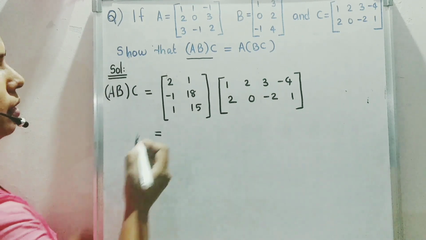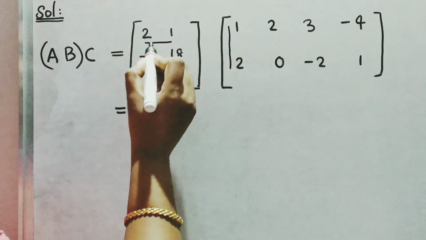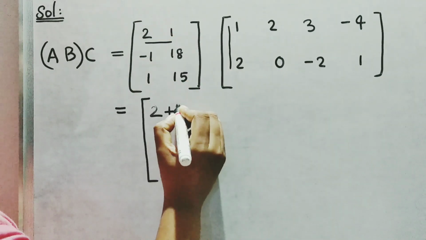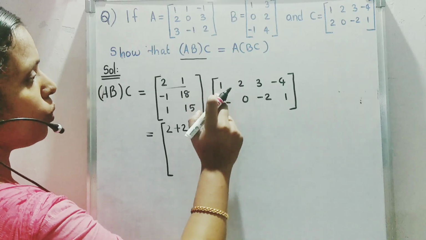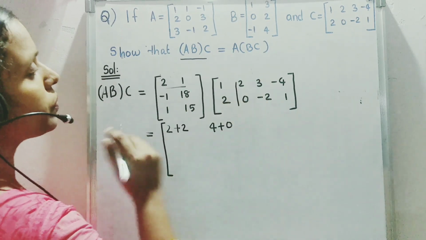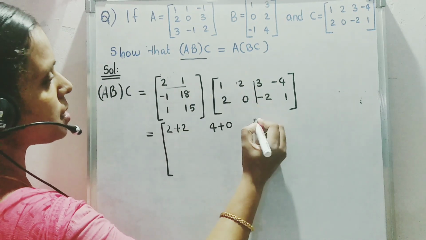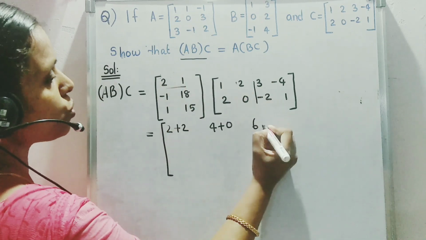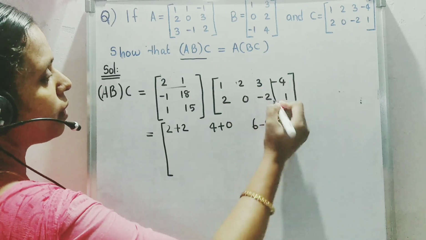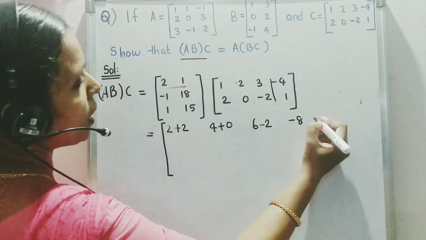Now multiply. First we multiply the first row with the first column. We get 2 into 1, that is 2, plus 1 into 2, 2. 2 plus 2. First row with second column. That is 2 into 2, 4, plus 0. Next we multiply first row with third column. That is 2 into 3, 6, plus 1 into minus 2, that is 6 minus 2. Next we multiply first row with last column. That is 2 into 4 minus 4, minus 8, plus 1 into 1, that is plus 1.